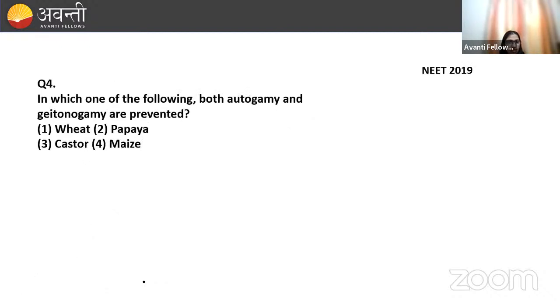Moving next. In which of the following are both autogamy and xenogamy prevented? 1 is wheat, 2 is papaya, 3rd castor, 4th maize. What do you think? What will be the correct option for this question?